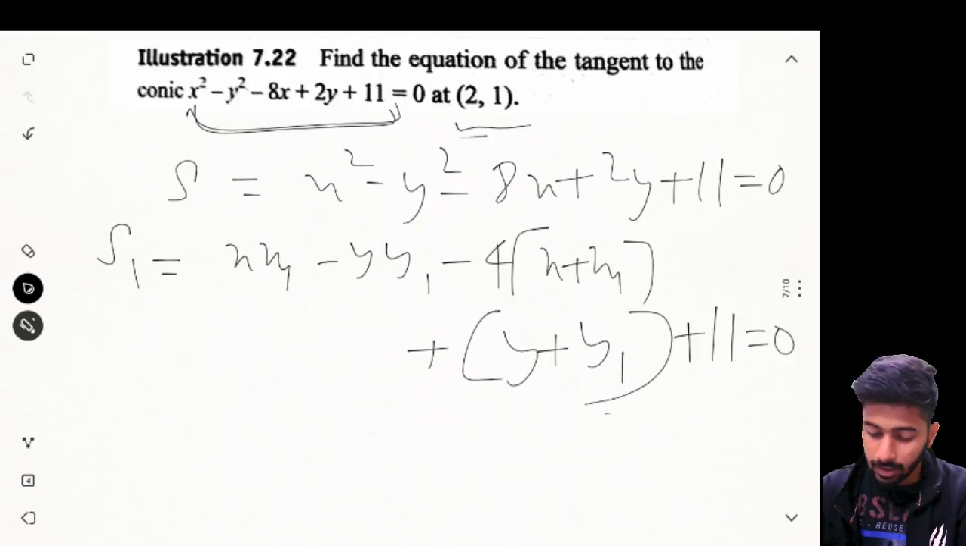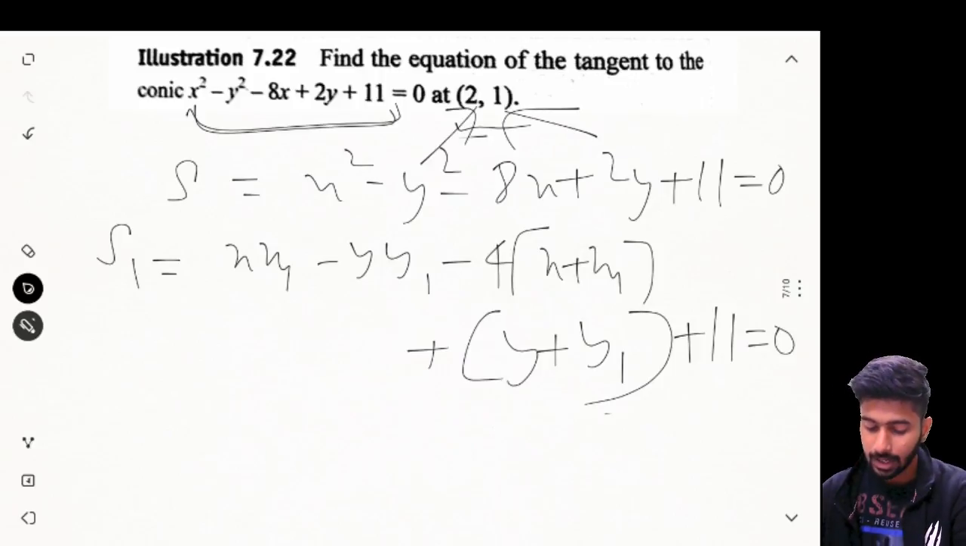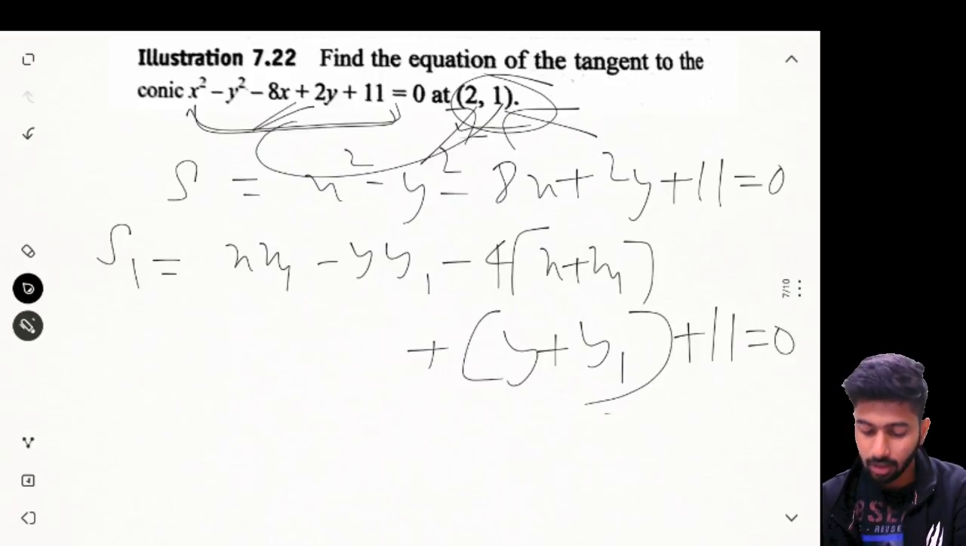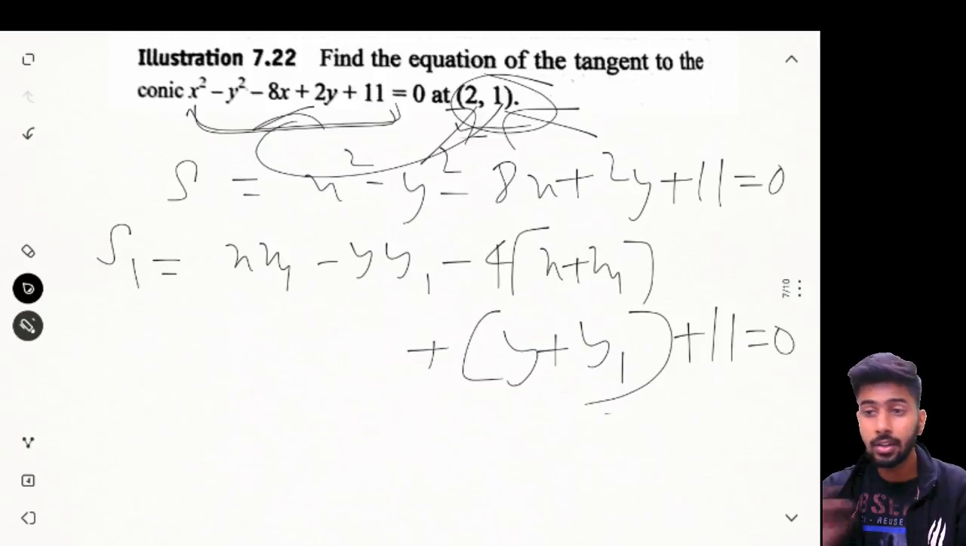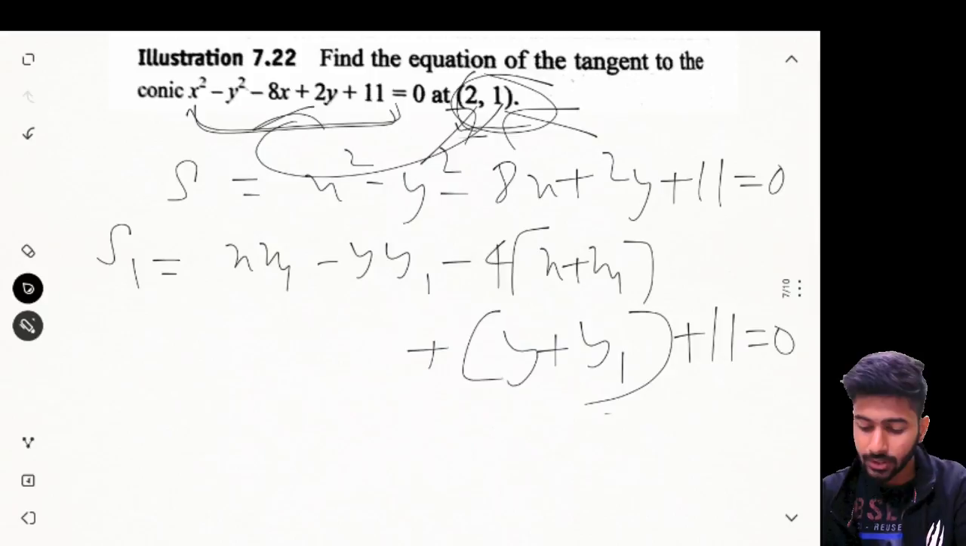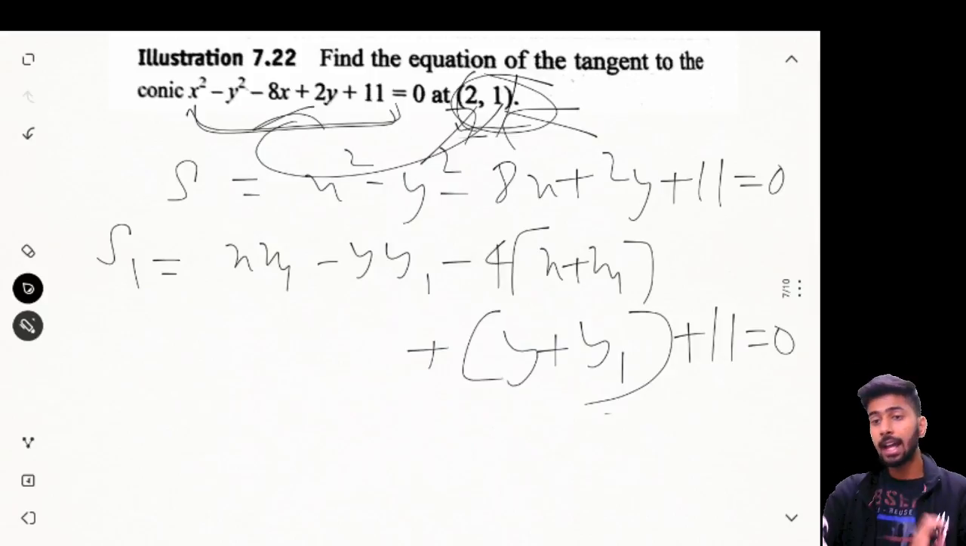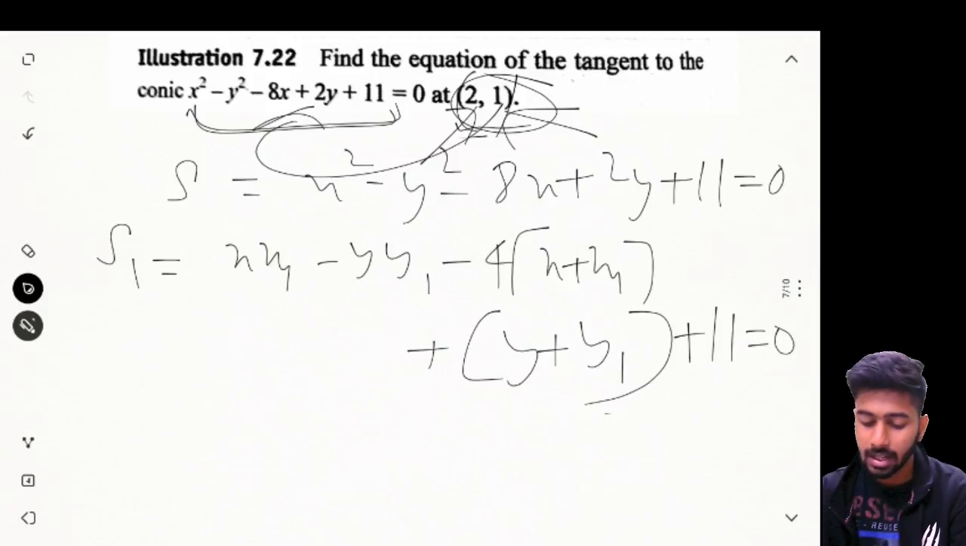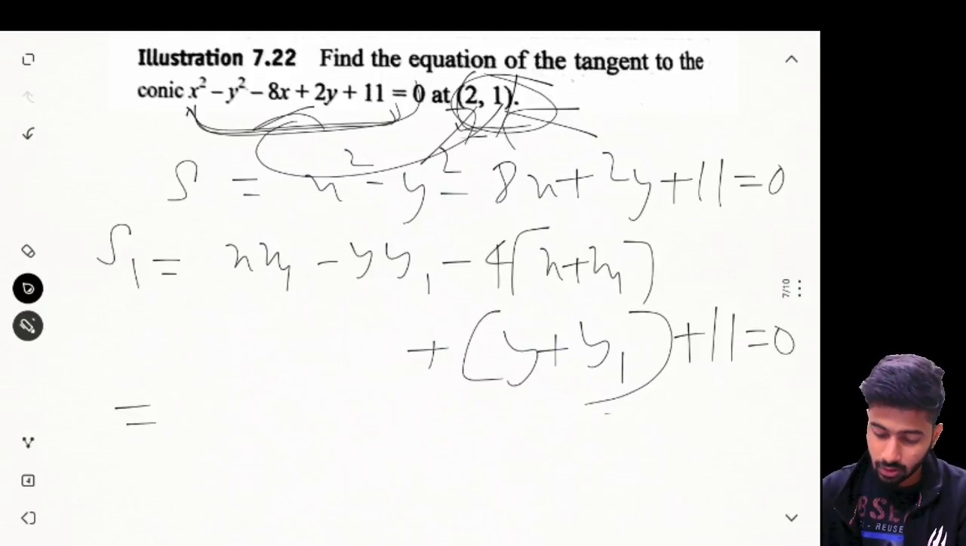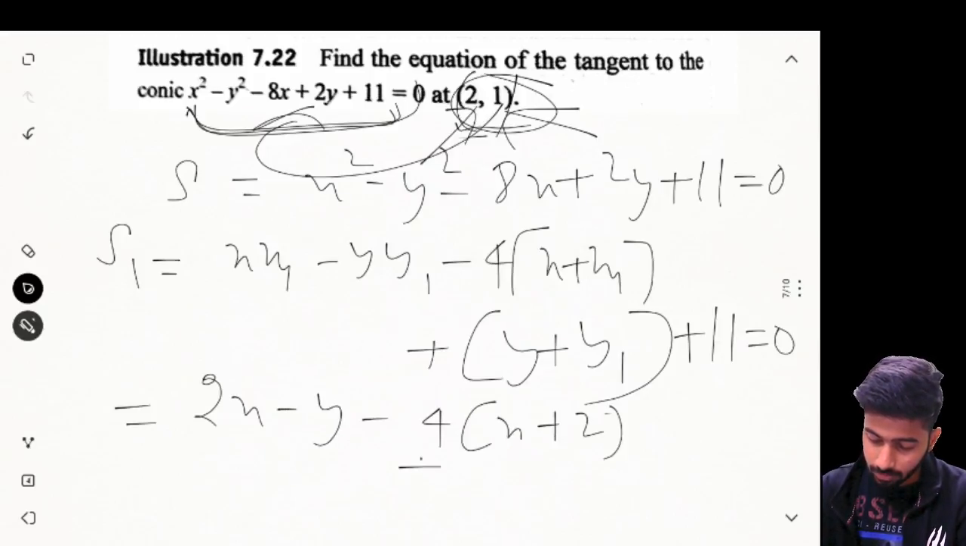Pretty simple. Now your x1 is this, y1 is this, and this obviously lies on this curve. You can put 2, 1 in this curve and verify. You'll get a 0, and that is why if I do S1 is equal to 0 at 2, 1, I'll get a tangent at 2, 1, right? If this 2, 1 doesn't lie on this, S1 is equal to 0 at 2, 1 will not give me an equation to a tangent, right? It has to lie on the curve. So x1 is 2, so I have 2x minus y minus 4 into x plus 2 plus y plus 1 plus 11 is equal to 0.